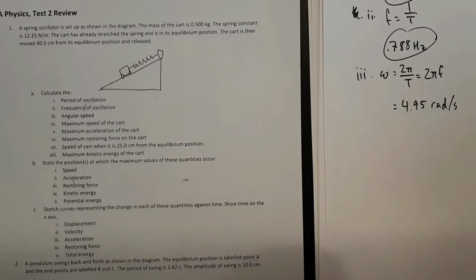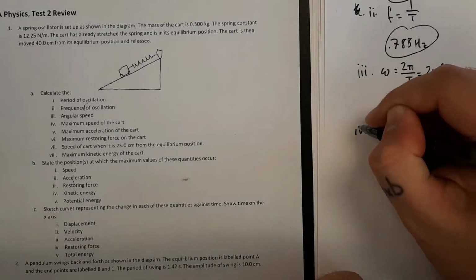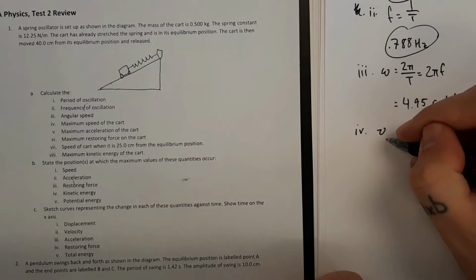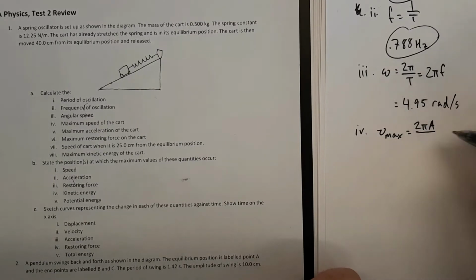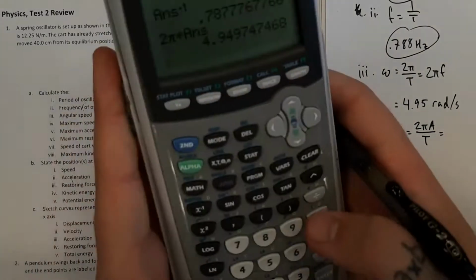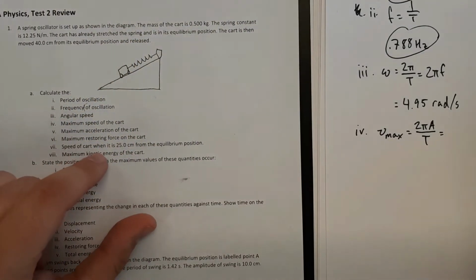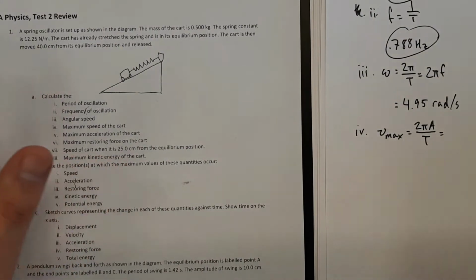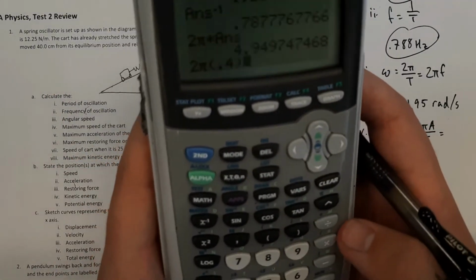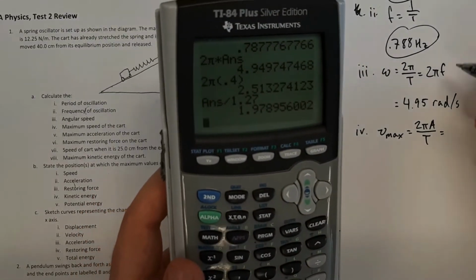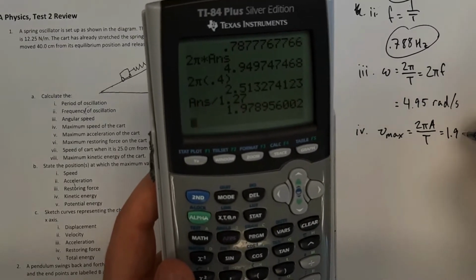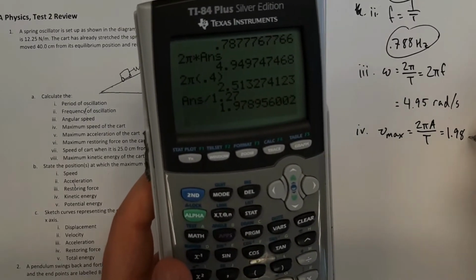Okay, 4, max speed of the cart. Whenever you're looking at something in simple harmonic motion, the max speed is just 2 pi times our amplitude, basically one full circumference, divided by our period of oscillation. So 2 pi A over T. It says that we're stretching it out 40 centimeters, so that's our amplitude. So 0.4 is A, divided by our T, which is 1.27, which gives us a maximum speed of 1.98. Our distance was measured in meters when we plugged it in, so this is going to be meters per second.